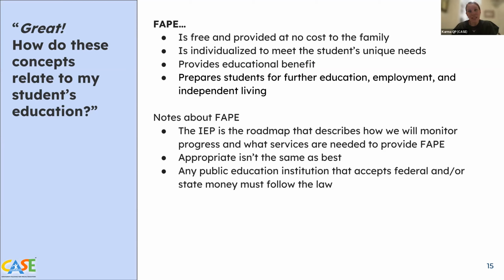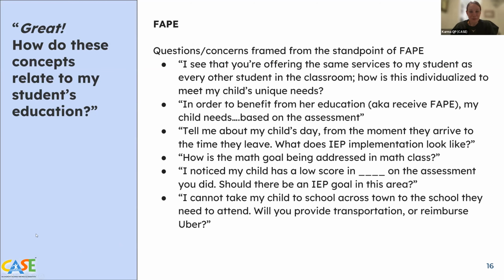In fact, some of the case law in special education says that appropriate means appropriately ambitious, that students with disabilities can make progress in light of the progress that their non-disabled peers are making as well. So any public institution that accepts federal or state money must follow this law. Let's move on. Okay, some questions and framing about how you can address these concerns for a FAPE.